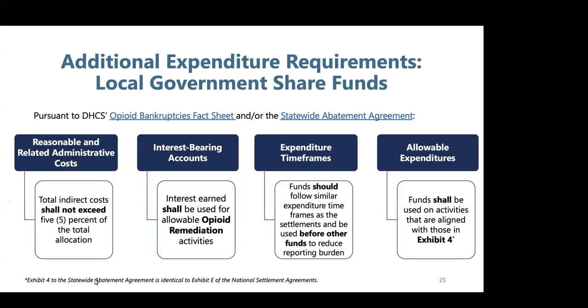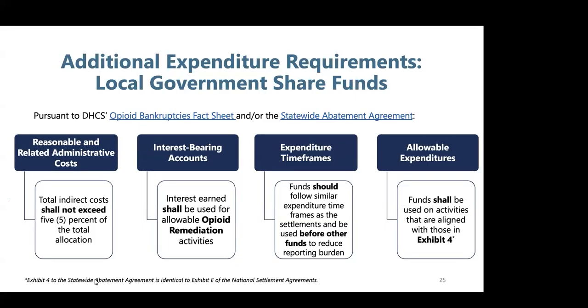Interest-bearing accounts, yes, you can include Mallinckrodt in an interest-bearing account. That interest earned does need to be then used for an eligible opioid remediation activity, something you can find in Exhibit E. Expenditure timeframes. Mallinckrodt doesn't have explicit expenditure timeframes, but we do recommend that if you still have Mallinckrodt funds that are unexpended, following the expenditure timeframes for the abatement accounts funds is recommended. And the faster you use your Mallinckrodt funds on an opioid remediation activity, it's just going to mean less reporting to DHCS, which I would think sounds like a good thing.